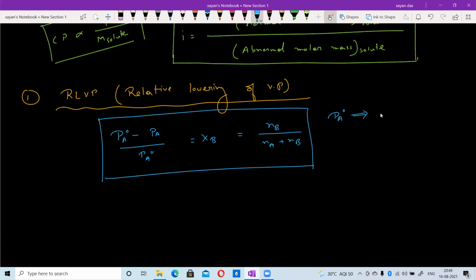Now what is PA naught? PA naught is the vapor pressure of pure solvent, where PA is the vapor pressure of solution. And in this case, remember the solute is non-volatile, Raoult's law case 1. What do you mean by volatile and non-volatile? Volatile means it can easily evaporate, that means vapor pressure is very high. XB is the mole fraction.